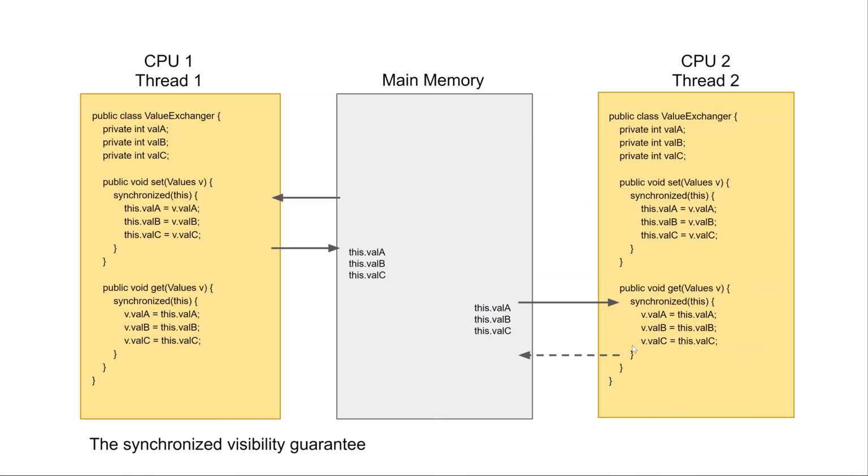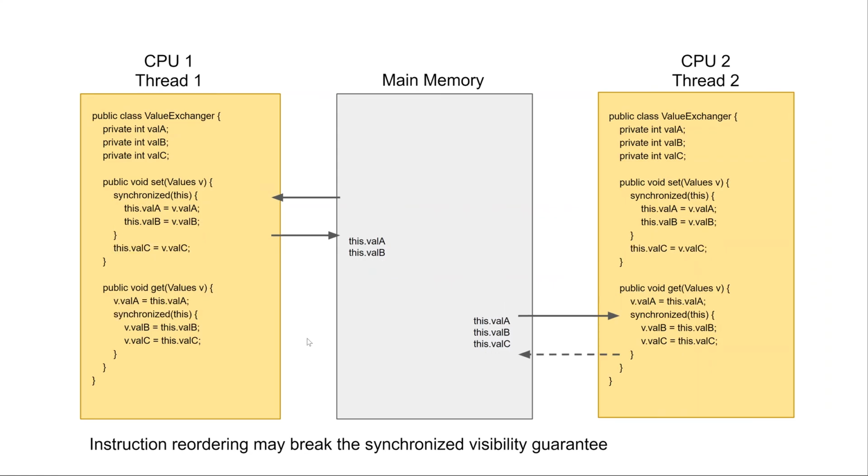And at the time thread 2 exits this synchronized block, any changed fields would be flushed back to main memory. However, in this particular case, we are not really flushing anything. We're not really changing anything inside of value exchanger. We're only changing something inside of this V object here. So it is not so important that they're flushed back, but they will be flushed back, whatever was changed.